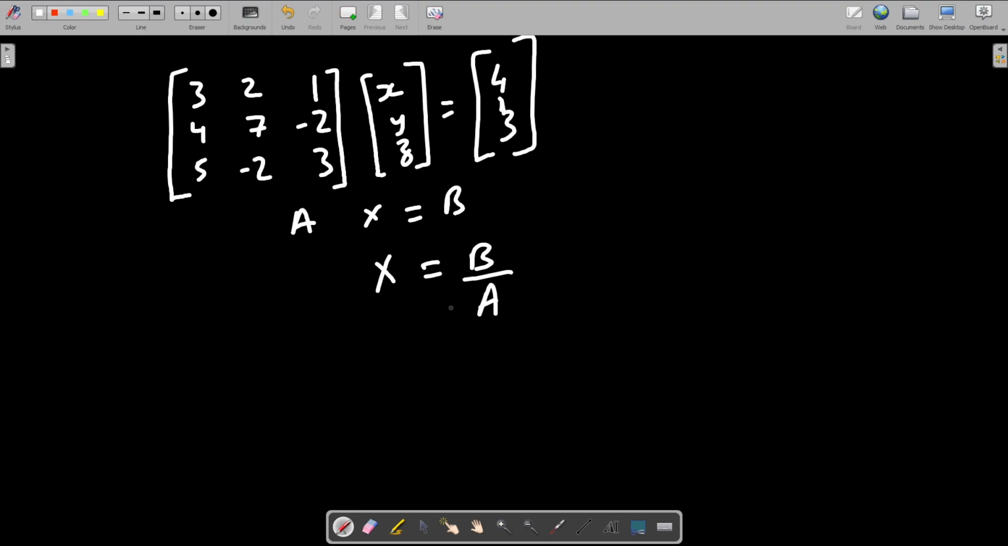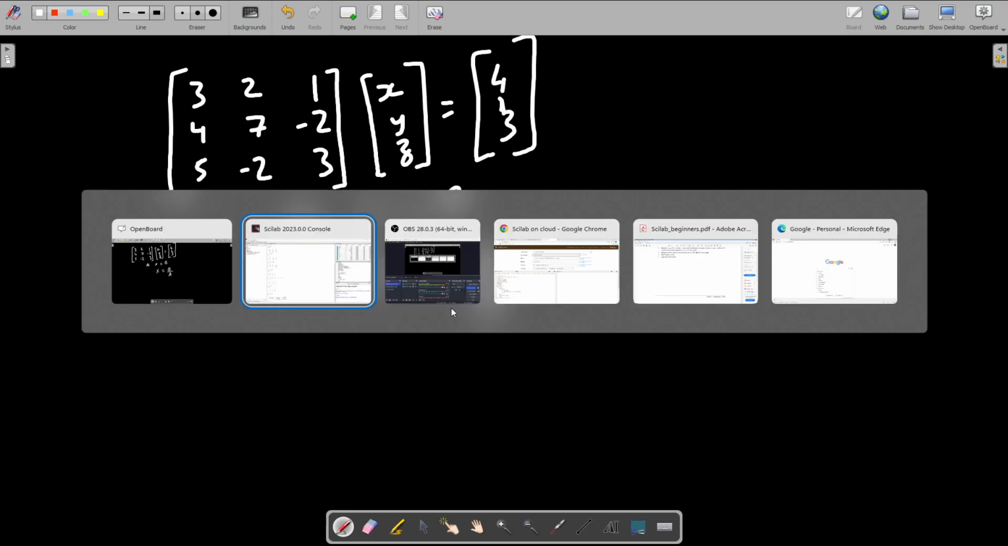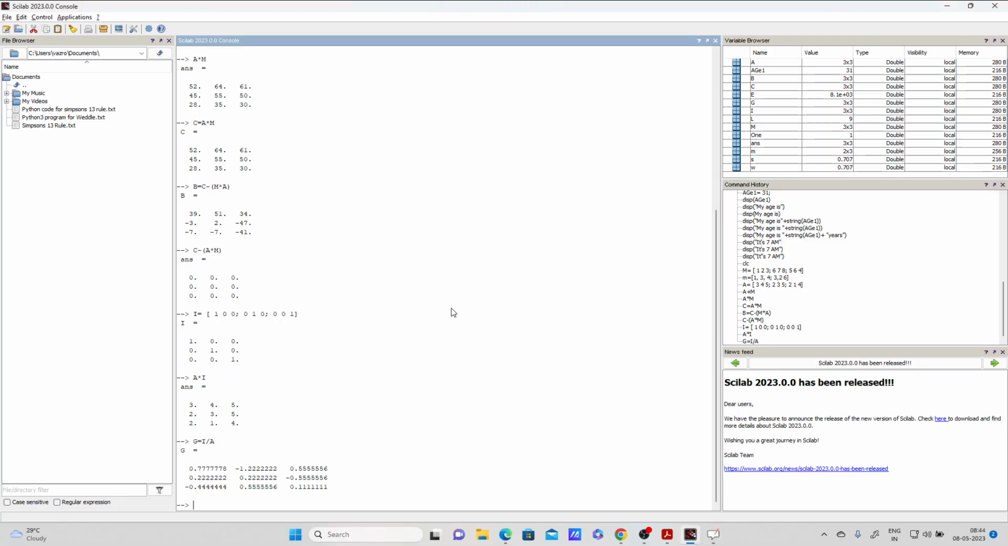So the matrix given to us is 3, 2, 1, 4, 7, minus 2, 5, minus 2, 3, and the vector B is 4, 1, 3. So let me enter these things here into SciLab, then we'll get the answer. Yeah, console. So I'll call the system of equations, so I'll enter this matrix as S.